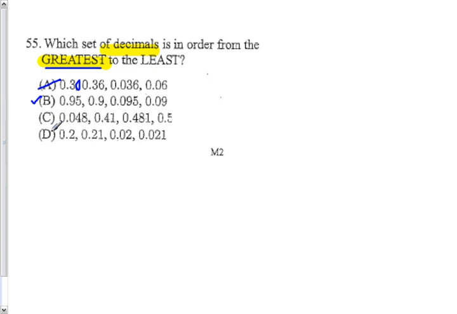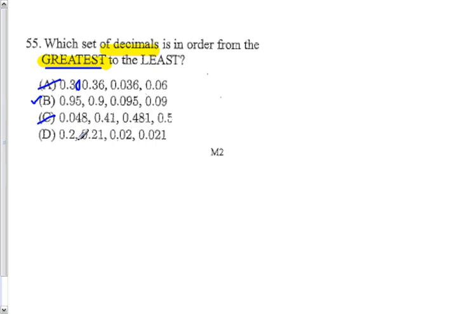We're just going to check C and D right quick just to make sure. So C is 0.048, and then it's 0.41. Well, there's no 0 after the decimal, so 0.41 is definitely bigger than 0.048. Or you can think about it, 41 cents is more than 4 cents, or nearly 5 cents. So that is going up as you move from the first one to the second one.